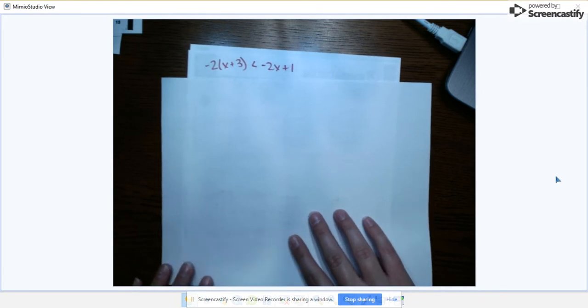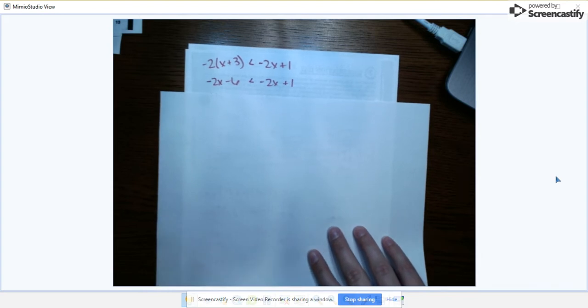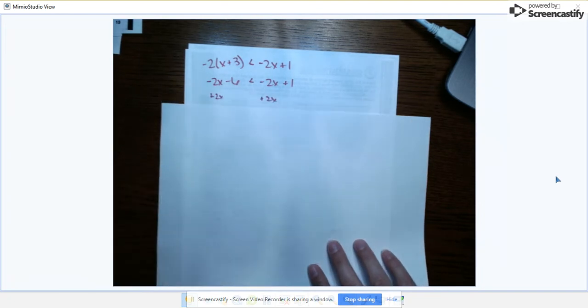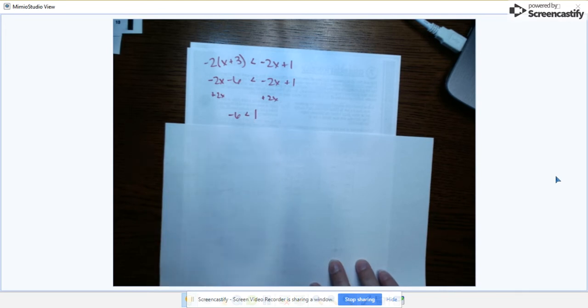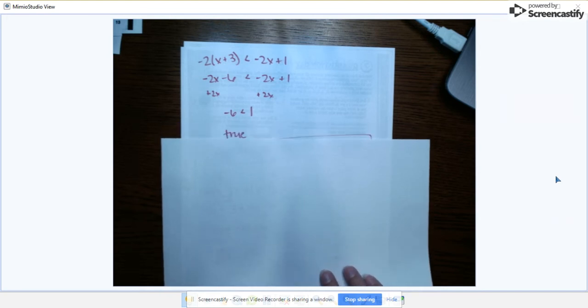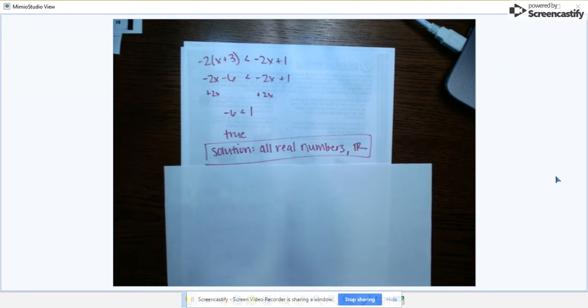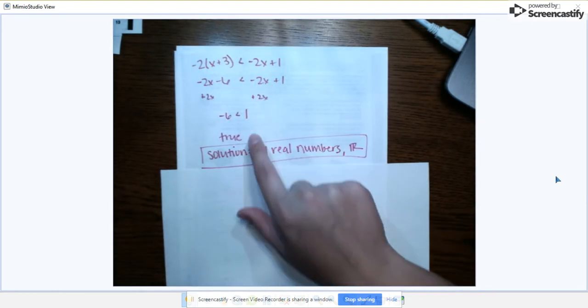So here's our original inequality. I'm going to go ahead and distribute on the left side, so I get -2x minus 6. My goal is still to solve for x, so I'm going to add 2x from this side over. That leaves me with a -6 on the left and a +1 on the right. There's no variables, so that's why it's a special case. -6 is indeed less than 1, so it's a true statement, which means our solution set is all real numbers. Remember, this is the symbol for all real numbers, but kind of what this means is you could choose any x value, any real number x value, plug it in, and it will satisfy this inequality.